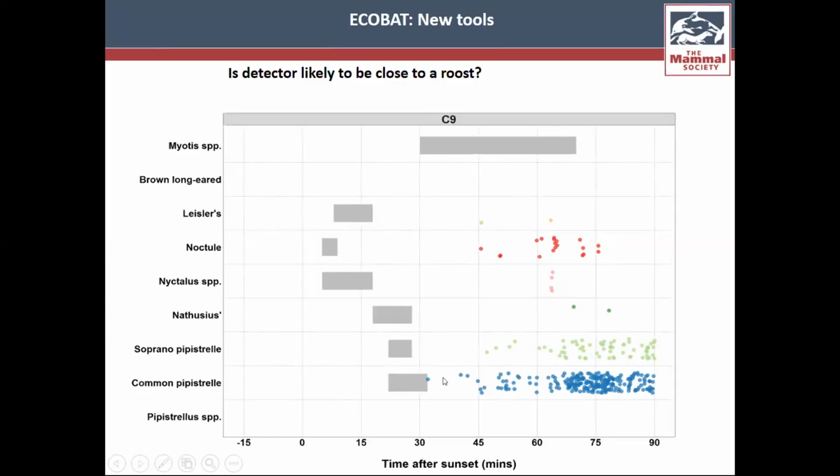So you can see that for common pipistrelle, we've got one pass there that looks like, well, possibly it's fallen within the likely emergence time, but the vast majority of the data are well away. Similarly for noctules, it doesn't seem likely that this detector is very close to a roost. It's just that these bats are actually coming into the site some time after they've emerged.